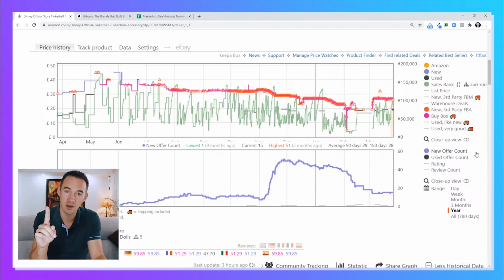They currently only got one in stock, so they're likely to sell out. And that price history in the past has generally been higher than where it is now. And the competition has gone up and come down again. So I'd probably say I'm quite happy with that.